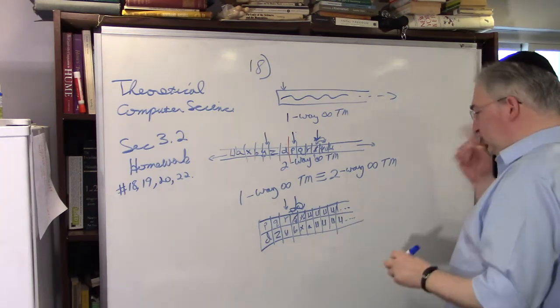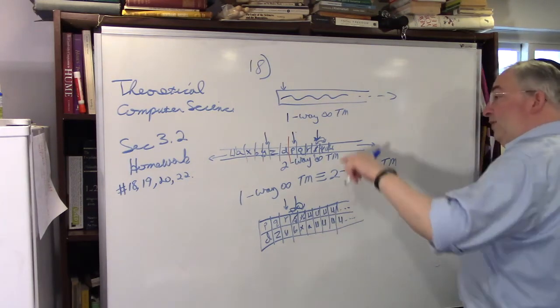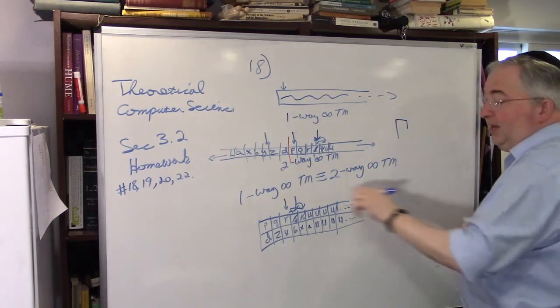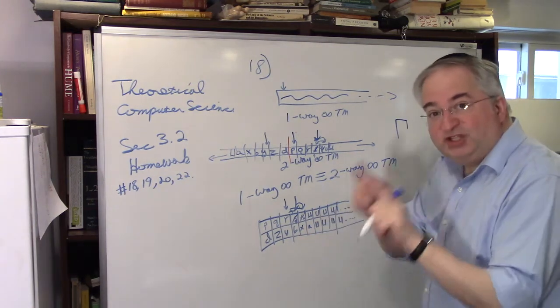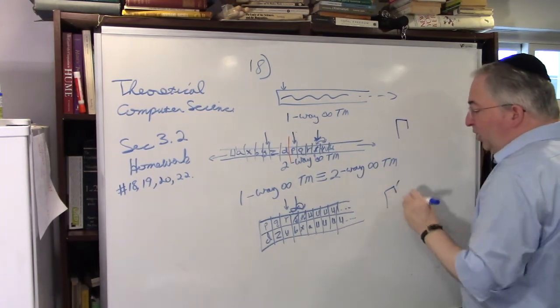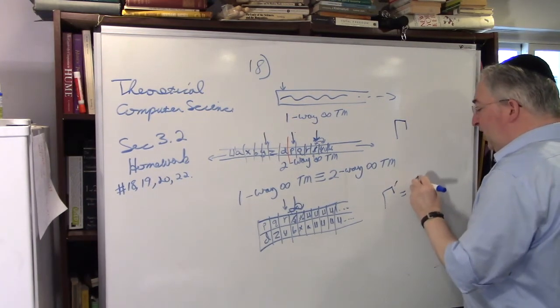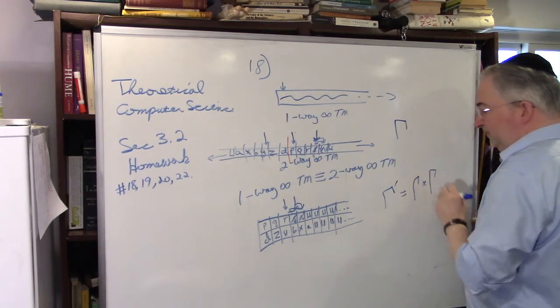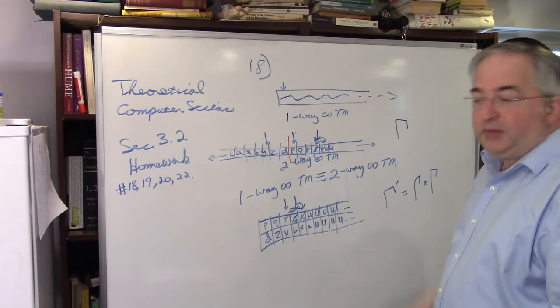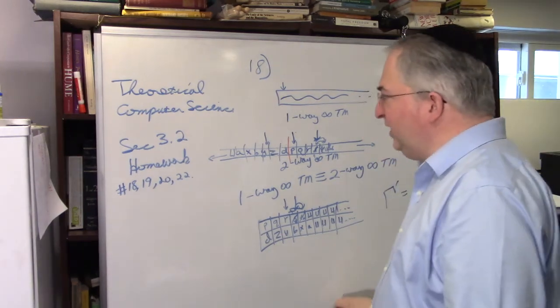The interesting thing is, whereas here the tape alphabet was gamma, here the tape alphabet has two symbols. So the new tape alphabet, gamma prime, is going to be equal to gamma cross gamma, because every time it has one of two symbols. Great. That's the end of 18.